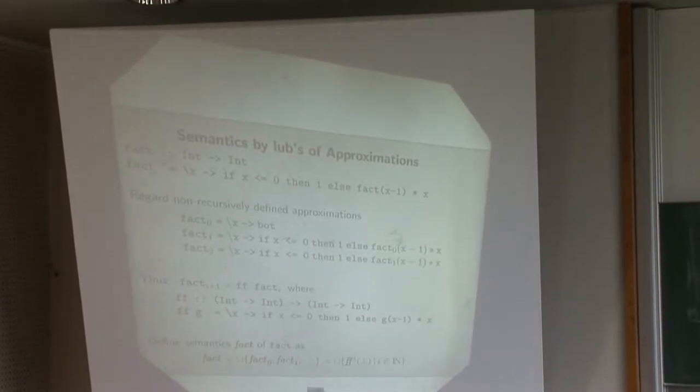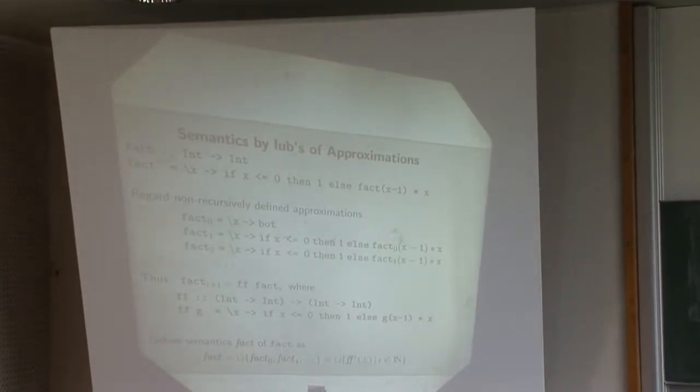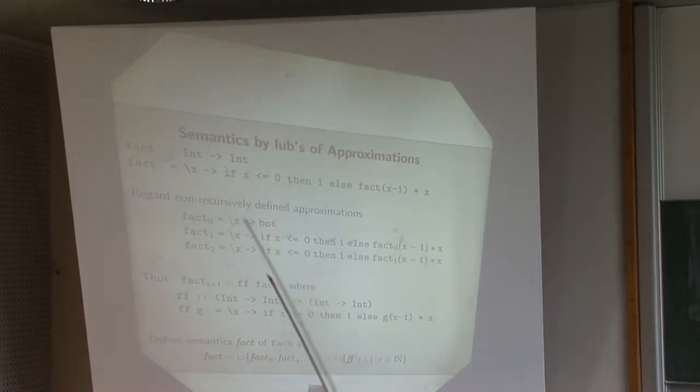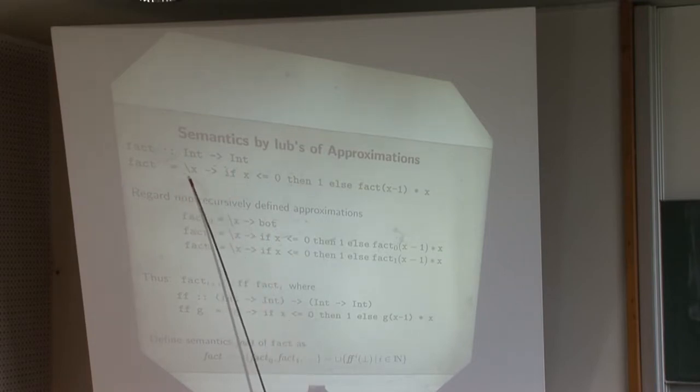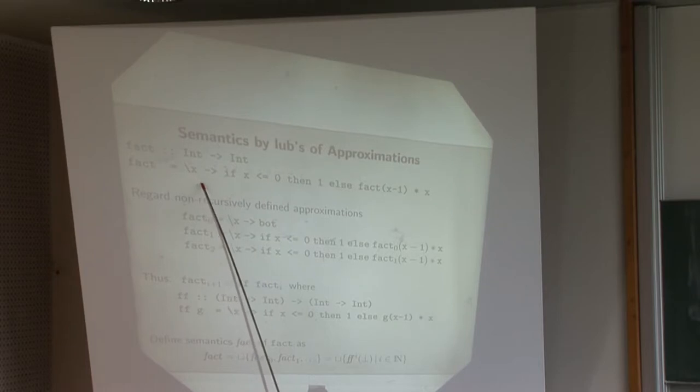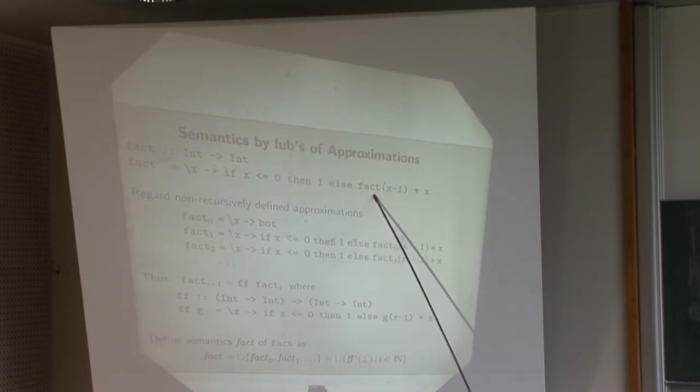Here we have, in the first two lines, the definition of the factorial function in Haskell. So how is it defined? Fact is a function from integers to integers. It takes an integer x, and then this is the result. If x is less or equal than 0, the result is 1. And otherwise, fact calls itself recursively with x minus 1, and the result is multiplied by x.